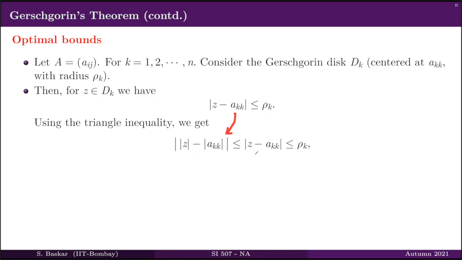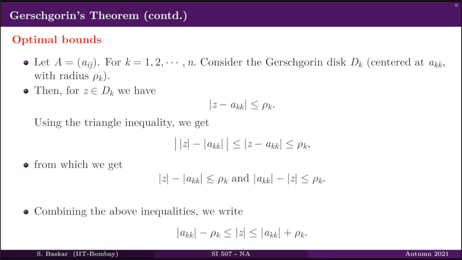This can be written like this. It's just a generalized triangle inequality, and that in turn gives us mod z minus mod akk is less than or equal to rho k, and also the other way, that is mod akk minus mod z is less than or equal to rho k, right? Now from here you can write mod akk minus rho k is less than or equal to mod z is less than or equal to mod akk plus rho k, right?